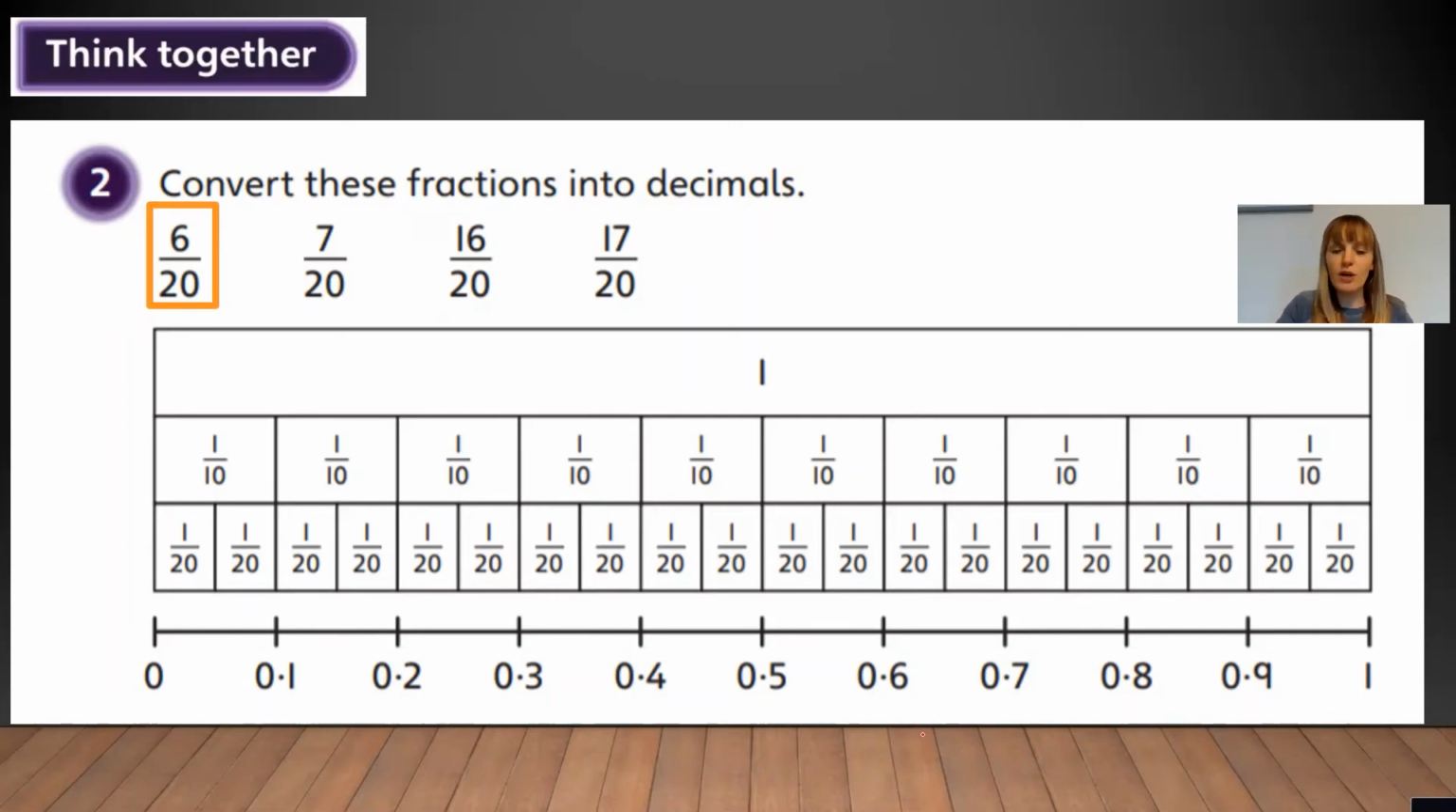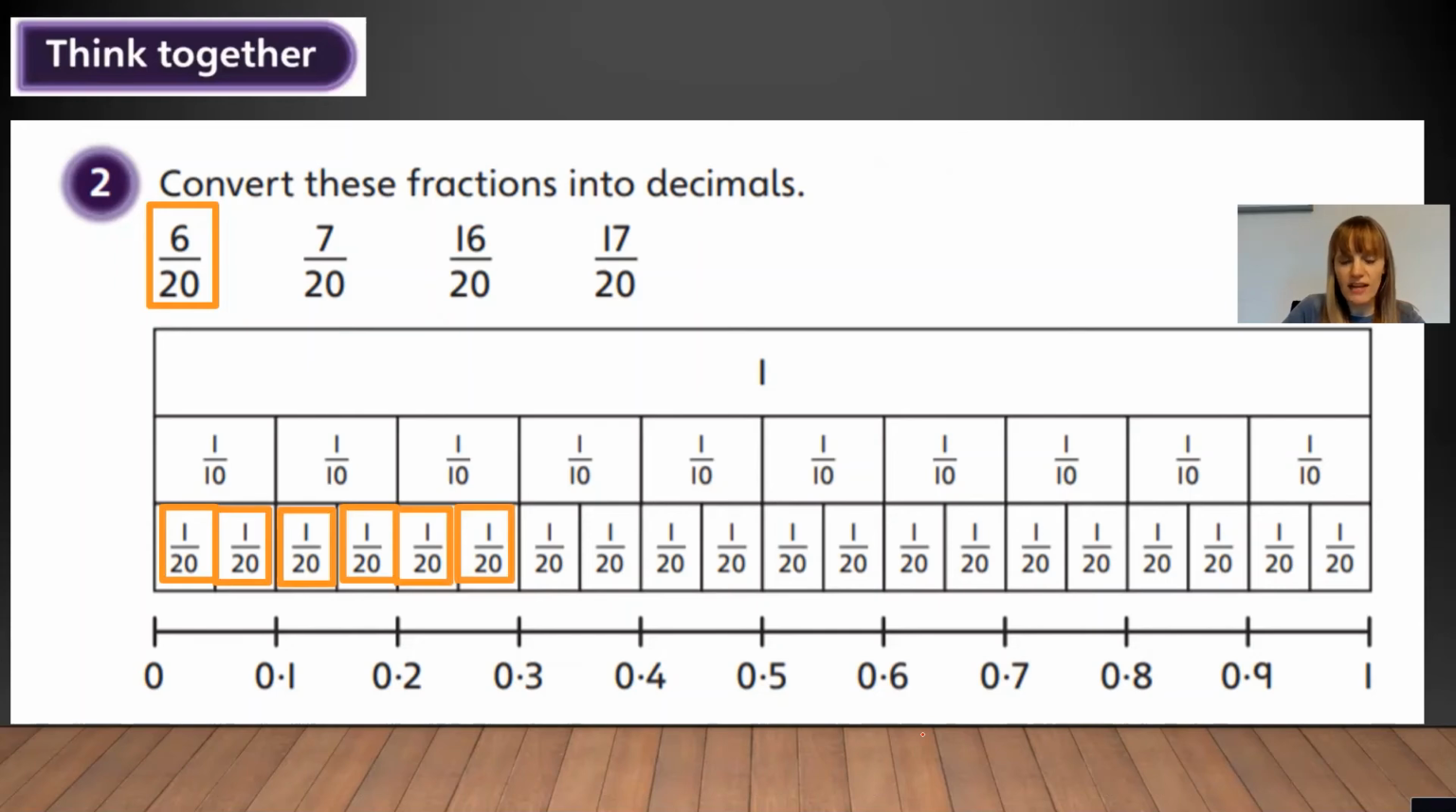If you have a look at my chart here, you can see that along the bottom we've got the decimal numbers written. Above that we've got it divided into 20ths, then divided into tenths, and then it shows the one whole along the top. Now if we want to know how 6/20 looks as a decimal, we can do it like this. We're going to count 6/20 along. So we go 1, 2, 3, 4, 5, 6.